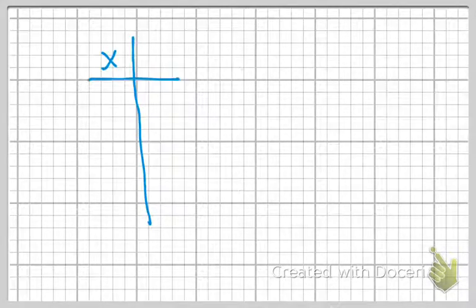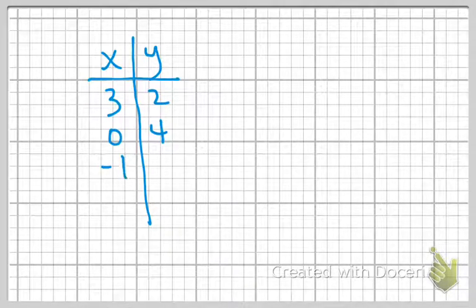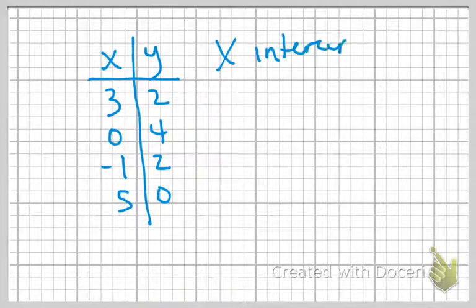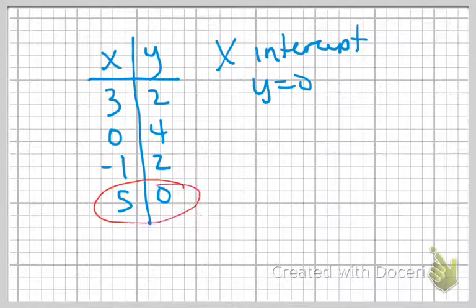So if we had a table here, x and y, and we had a couple of numbers here. I'll put that there even though it repeats. Then we would want to find our x and y intercept. Remember, the x-intercept is when y equals 0. So I want to circle where y is 0. It's right here. So that right there is my x-intercept.